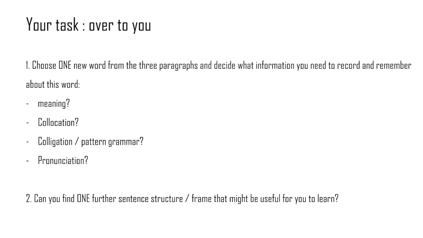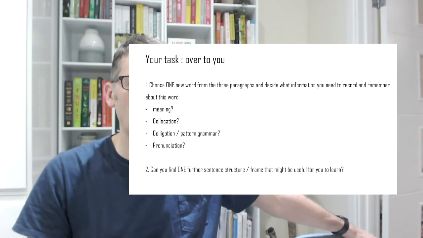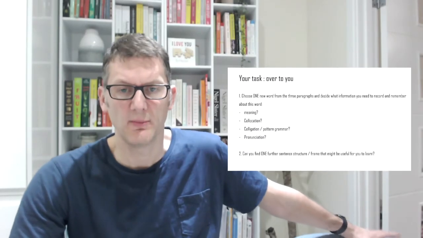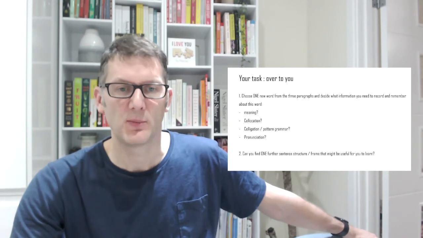Now it's over to you, and you've got a task with two parts. So we've looked at three words from the three paragraphs. I'd like you to choose one new word that we haven't spoken about from the three paragraphs and decide what information you need to record and remember about this word. So think about the meaning and how you might record that. Think about collocation. Think about colligation, or what I might call pattern grammar, and think about pronunciation.